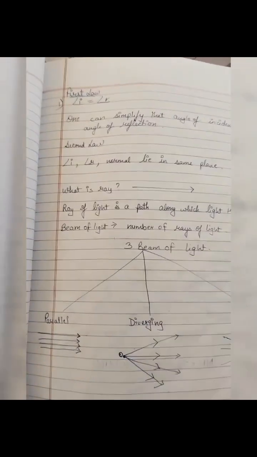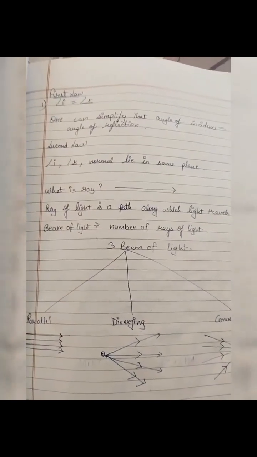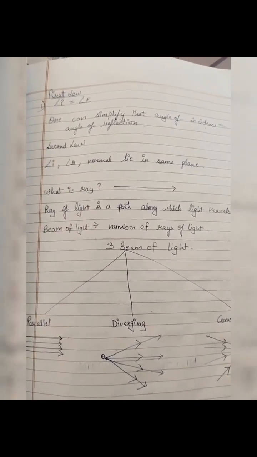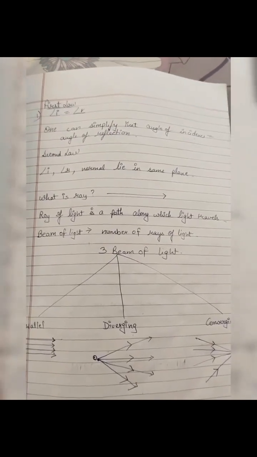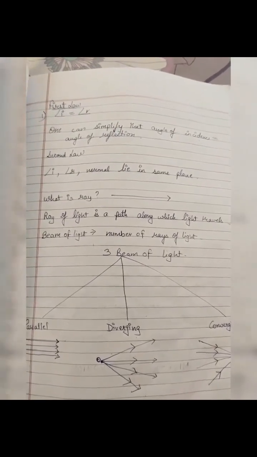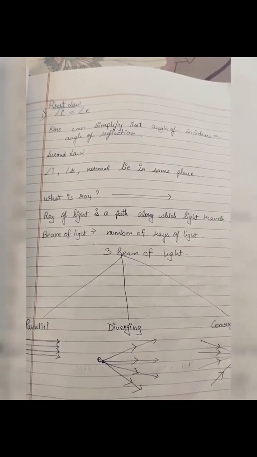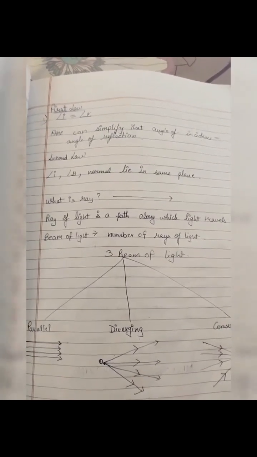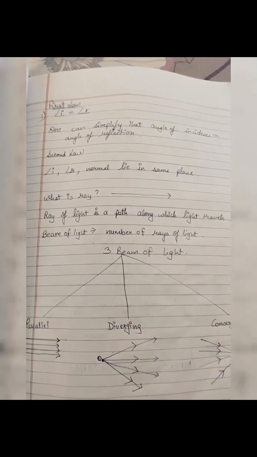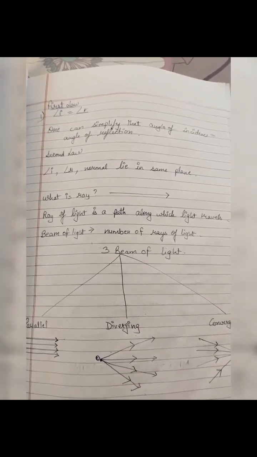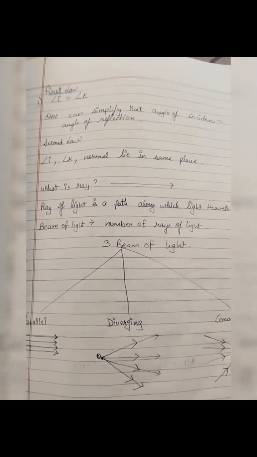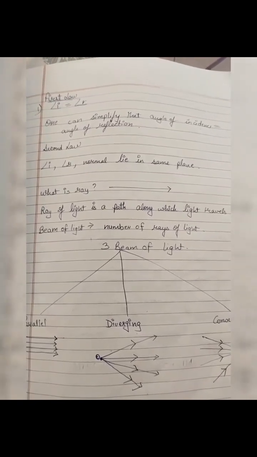Now next is, what is a ray? Ray of light is a path along which light travels. मतलब कि जहाँ से लाइट है वो जाती है. अब बीम ऑफ लाइट क्या है? नंबर ऑफ रेज, मतलब जो लाइट जहाँ कौन से रास्ते से जा रही है वो कितनी रेज हैं, कितने रास्ते हैं एक तरह से. ठीक है, अब जो हम देखें तो यहाँ पे 3 टाइप्स हैं बीम ऑफ लाइट की.